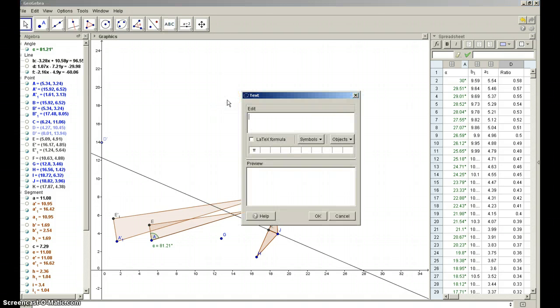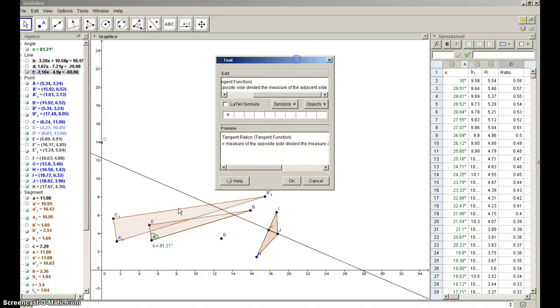So what we have is a tangent ratio, also called the tangent function, okay? So the tangent ratio is equal to the measure of the opposite side divided by the measure of the adjacent side. Now what we're doing here is we're purposefully ignoring the hypotenuse. We're not paying attention to the hypotenuse. The hypotenuse isn't changing right now. We're just talking about those two sides in particular. Okay? So that's what we have here.